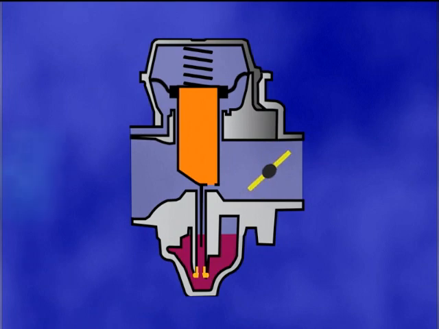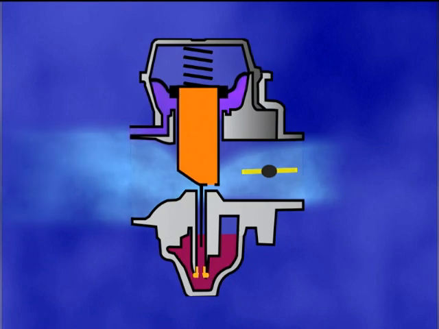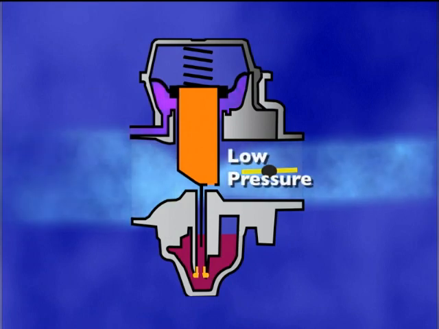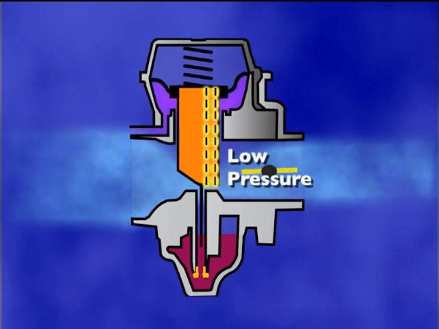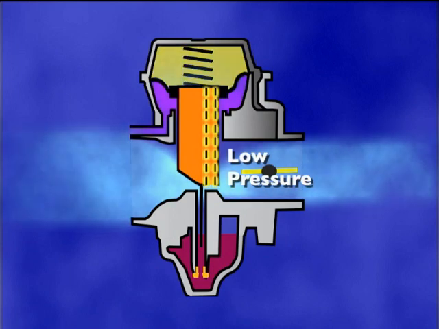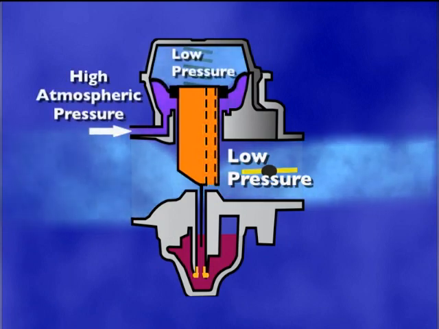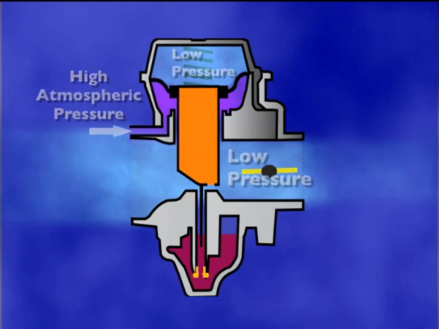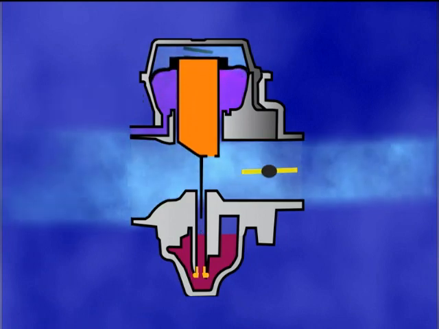As the throttle plate opens, airflow through the venturi increases and the pressure drops. A hole in the bottom of the slide connects the venturi to the area above the diaphragm. A separate port allows outside atmospheric pressure to reach the area below the diaphragm. The resulting difference in air pressures forces the diaphragm and the slide upward.